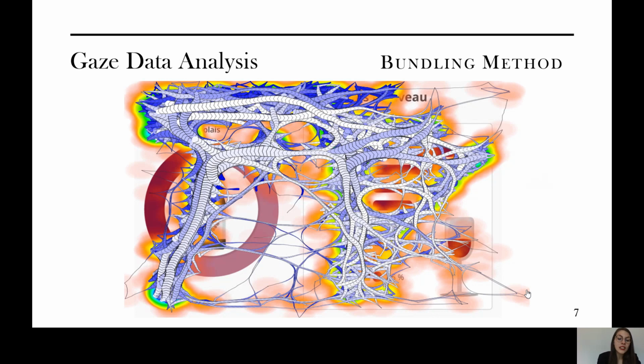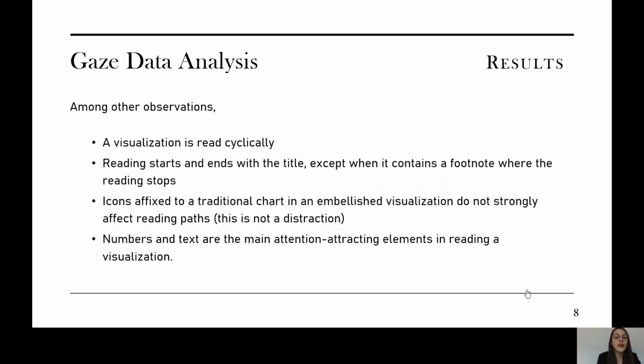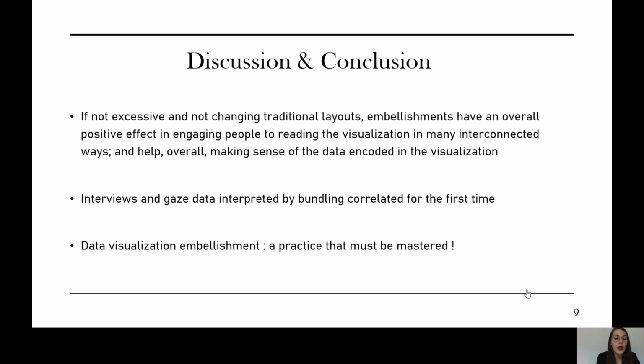We made several observations, including the following. A visualization is read cyclically. Reading starts and ends with the title, except when it contains a footnote where the reading stops. Icons affixed to a traditional chart in an embellished visualization do not strongly affect the reading path. And finally, numbers and text are the main attention-attracting elements when reading a visualization.